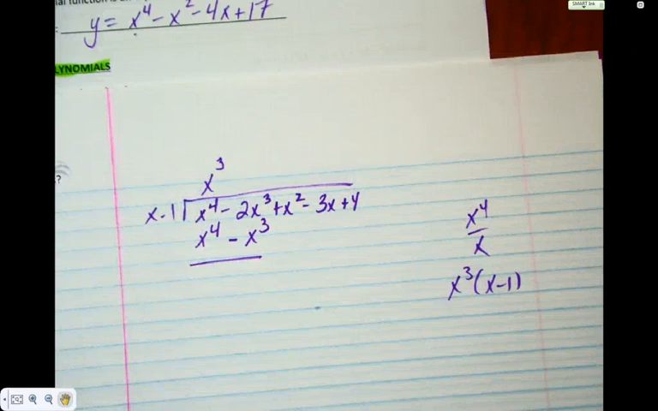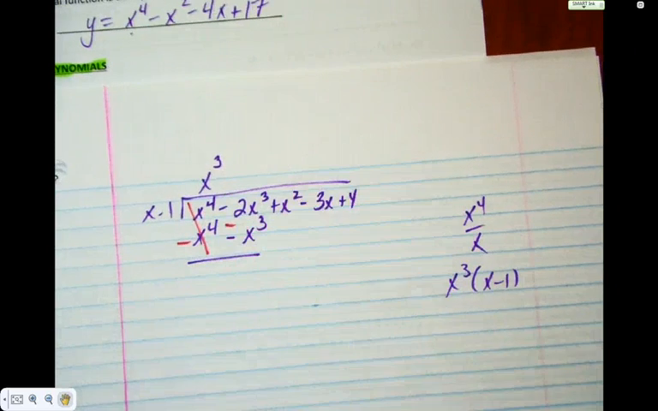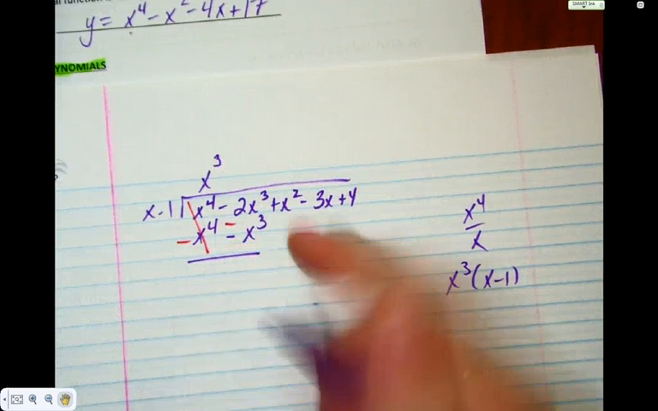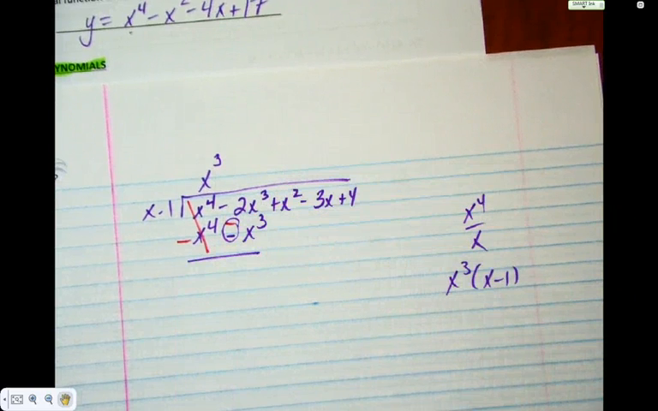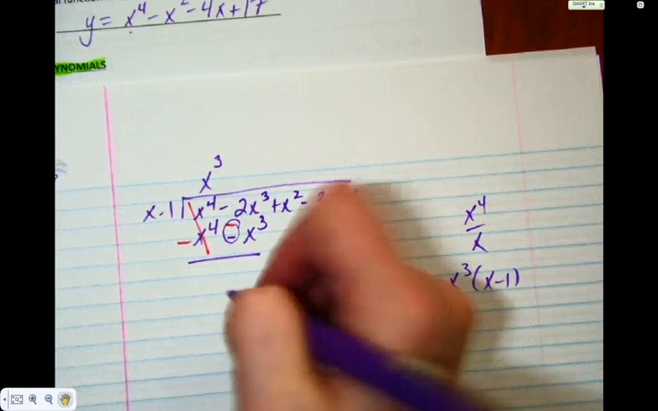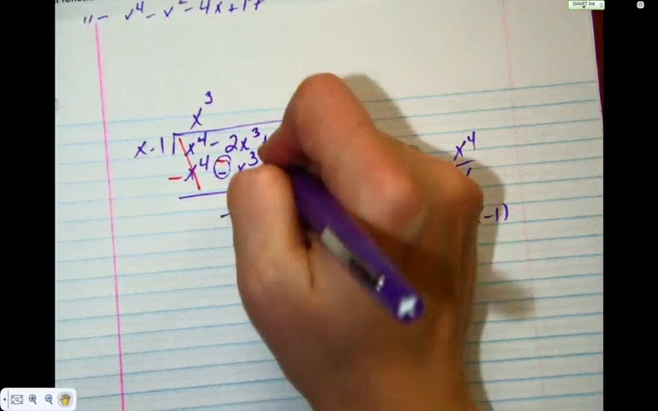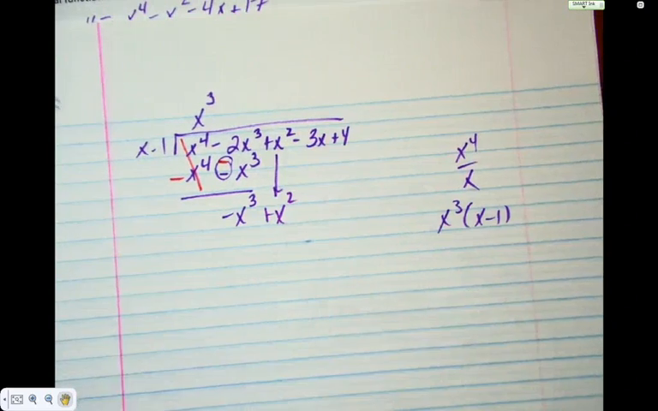Okay, now I'm going to subtract, so x to the 4 minus x to the 4. And then here's where I got to worry about all the negatives. So this is going to become a positive. So negative 2x cubed plus 1x cubed. Okay, are we good there? Okay, bring the next one down just like before. Then we're going to repeat.